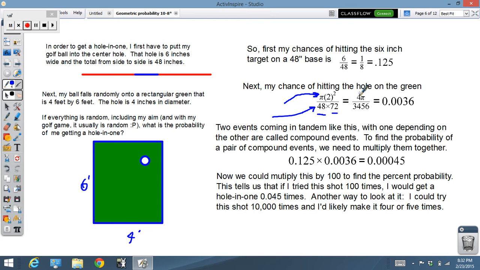So I've got a probability of 4 pi of what I want to happen out of 48 times 72, or 3,456 square inches that it could land in. That leaves me with a probability of 0.0036.